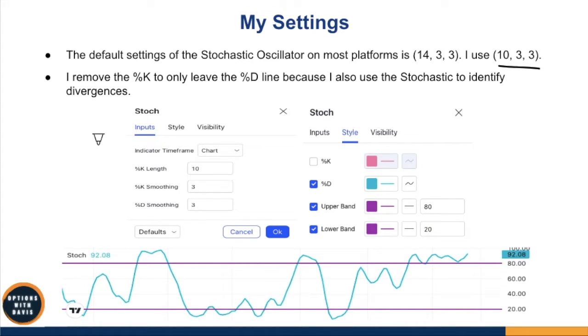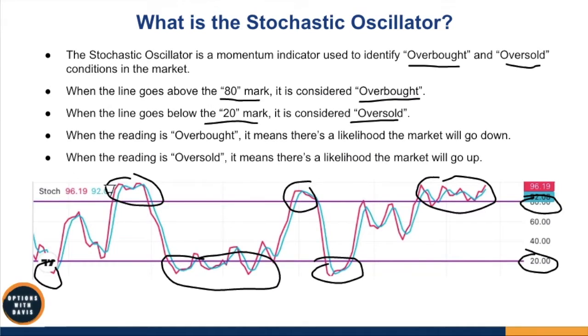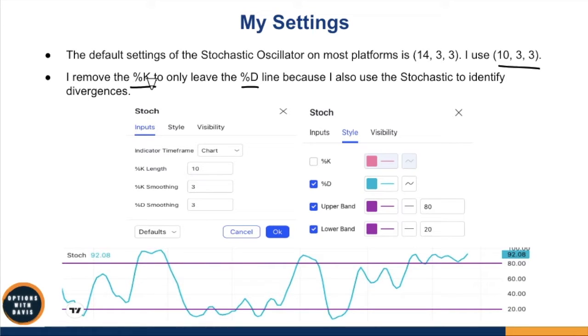Now, the difference between the way most people use the stochastic and the way I use it is that I remove the percentage K, right? There's a percentage K and a percentage D. Remember previously I talked about these two lines. Percentage K is the faster line, right? You can see that it squiggles much faster than the blue line. For my purpose, I actually do not use the percentage K. I remove it and only keep the percentage D line, and the reason is because I use it to identify divergences, right? I'll share a little bit about divergence later on, but for now you just need to understand that for me to identify divergence more clearly, I do not use the percentage K line.